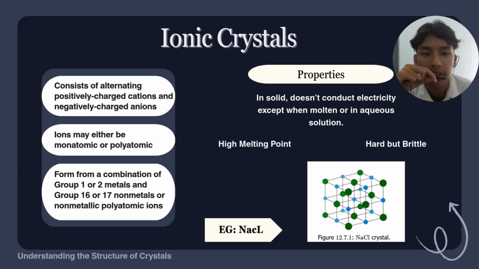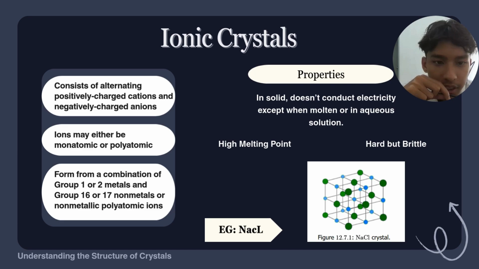Then it has a high melting point. Lastly, it is hard but brittle. So the example of ionic crystal is NaCl. So we can see that NaCl has alternating positively charged cations and negatively charged anions from the figure below.